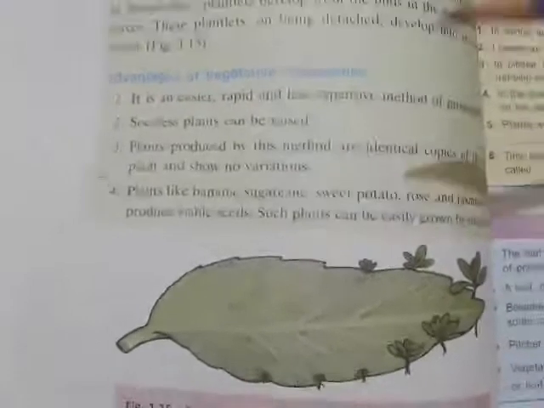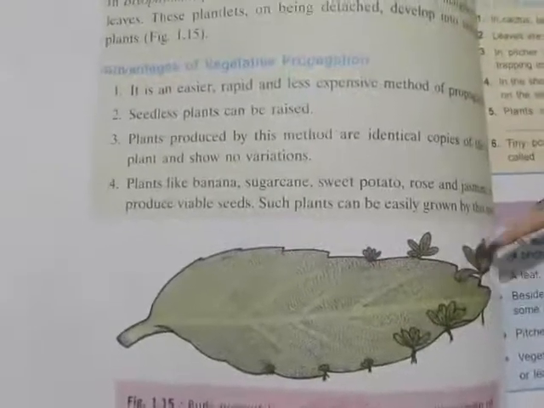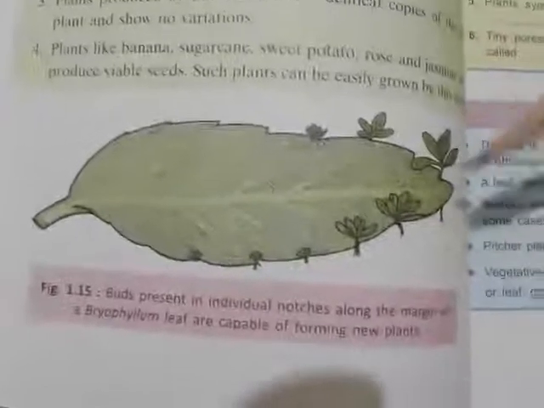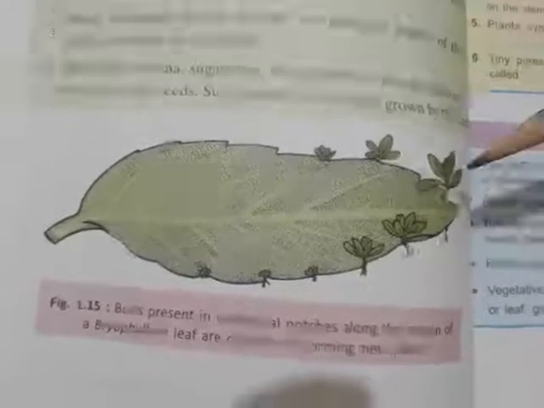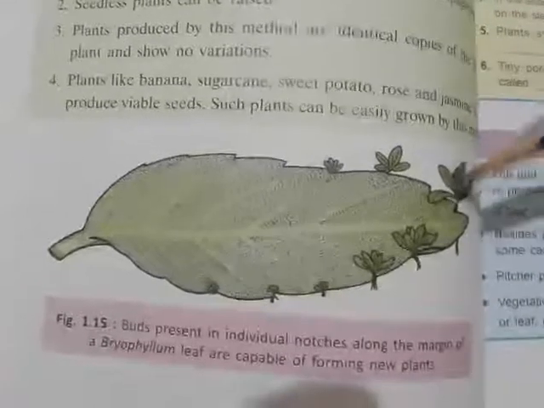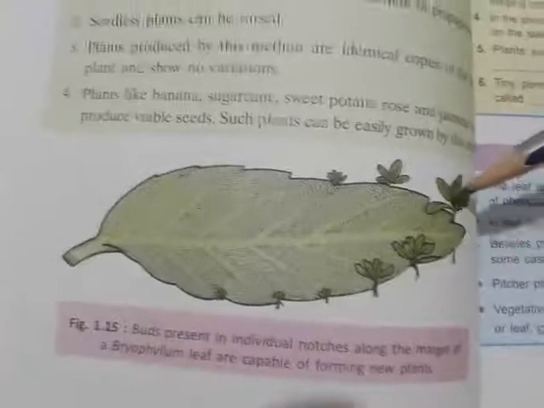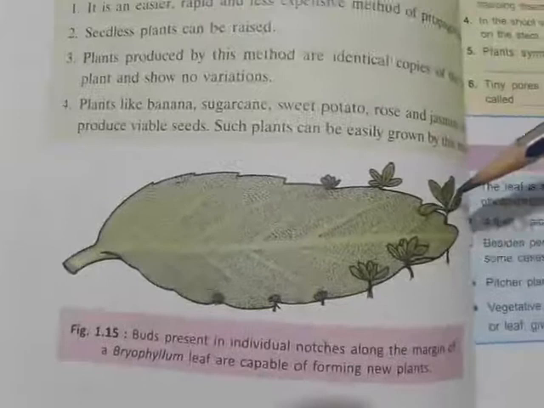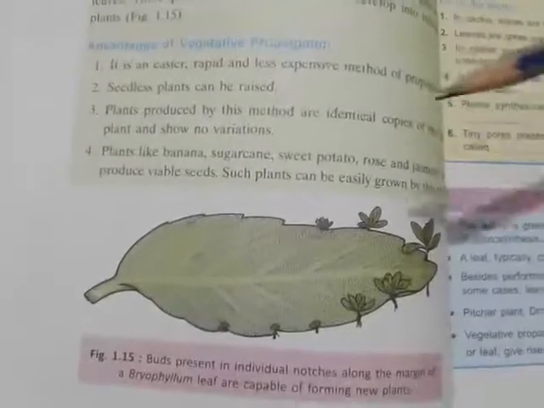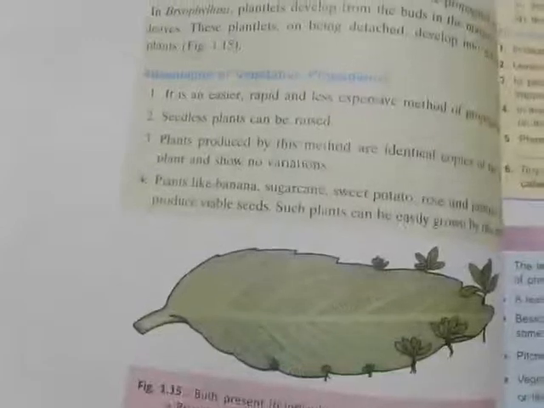See this picture, you will learn a lot of things. This is called the daughter part of this leaf, and the same kind of features are included in these buds. Whenever these buds grow up, no seeds will be produced. So this is basically how a seedless plant will arise. Plants like banana, sugarcane, sweet potato, rose and jasmine follow this kind of vegetative propagation.